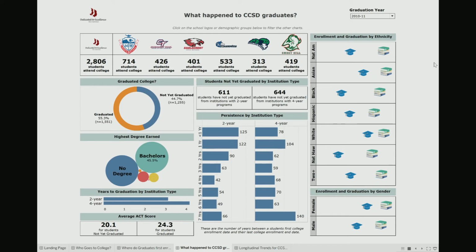And then on the right, these are also action filters, but this is where some really shocking things happen for me. The books represent college enrollment, or ever enrolling in college. The caps represent graduating. Where do you see the biggest gap?